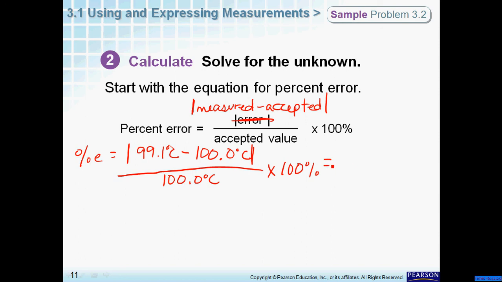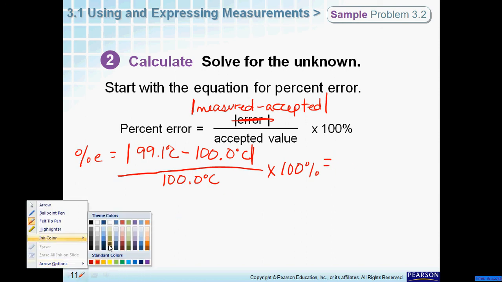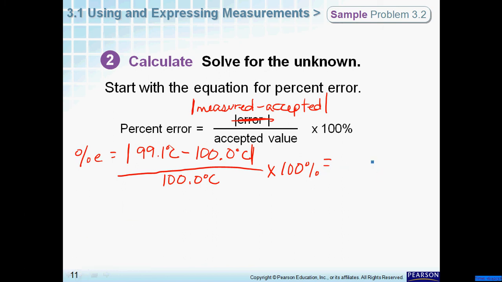The units on this is percent. I'm going to put that in a different color because that's pretty important. The units are percent. Percent is your units here, not degrees Celsius. Anytime you're doing a percent error or a percent composition or anything with percent, the unit is percent. So that's an important thing to know. All right, let's do some math.